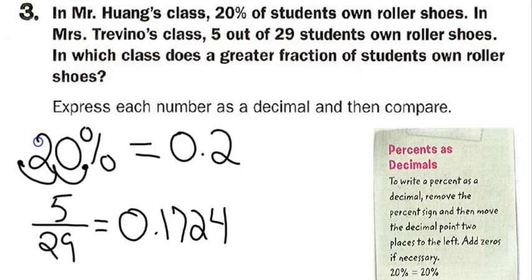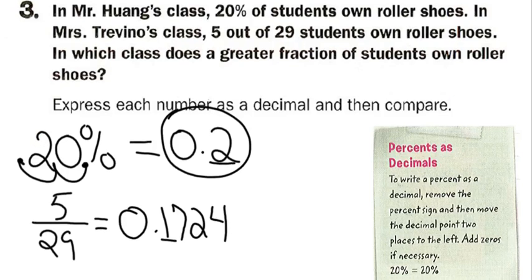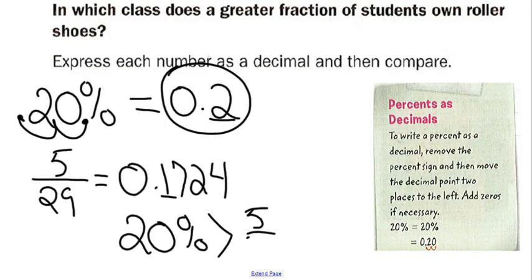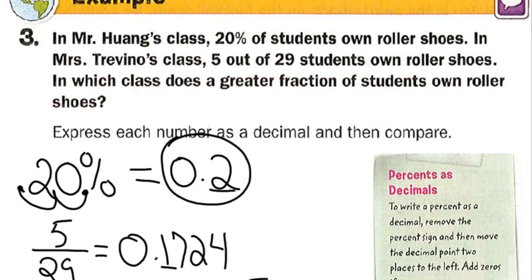So which one's bigger? Well, this one's bigger, 0.2. All you have to do is look at that first decimal place. Whichever number's bigger, that's the bigger value. So we know that 20% is greater than 5 out of 29. So that means Mr. Huang's class has a larger number of students with roller shoes.